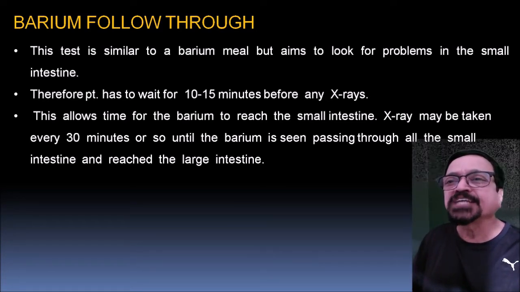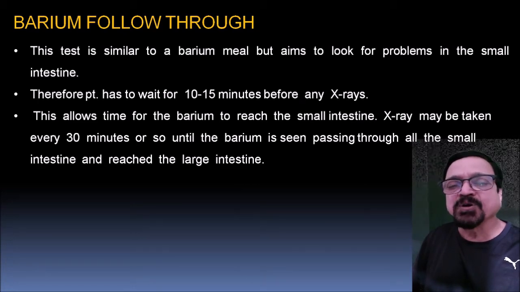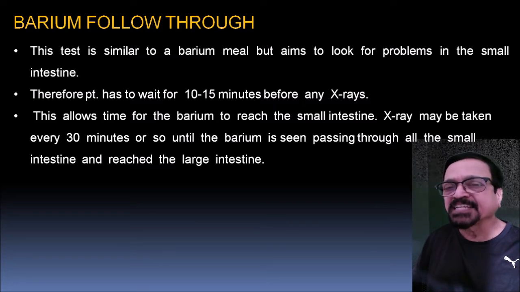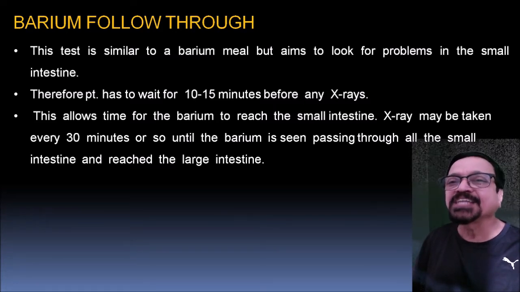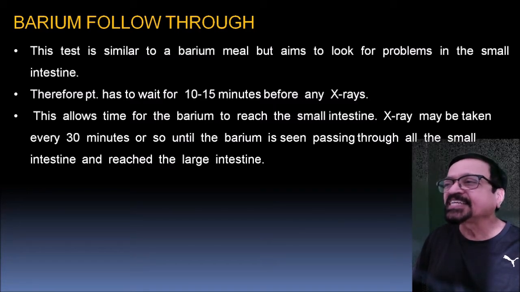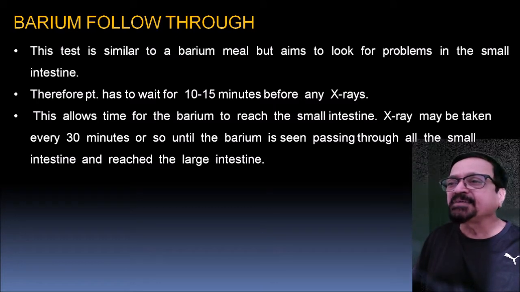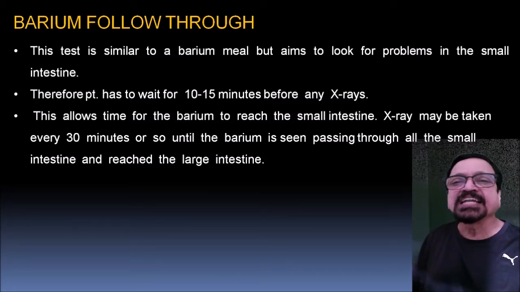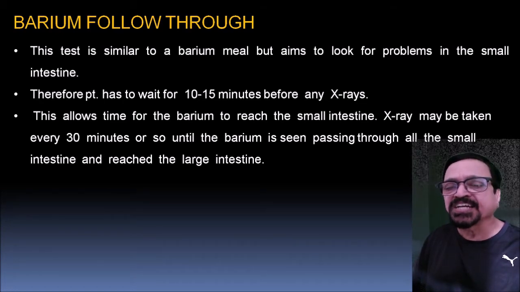Therefore the patient has to wait for 10 to 15 minutes before the X-rays are taken, because the barium crosses the stomach, waits for gastric emptying, then enters the duodenum, and then our series starts. This allows time for the barium to reach the small intestine. X-rays may be taken every 30 minutes or so until the barium is seen passing through it entirely into the large bowel, that is to the ileocecal junction.